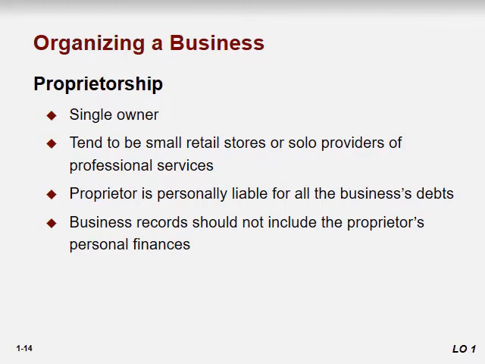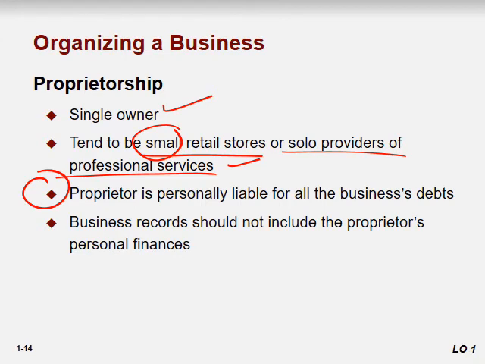So let's talk about the proprietorship. In a proprietorship, there is a single owner, which is also called the proprietor. Proprietorships tend to be small retail stores or solo providers of professional services, like a haircutting salon, nail artist, or small beauty salons, or like near our Donghua University, there is Lanjo Lamian. These are called proprietorships.